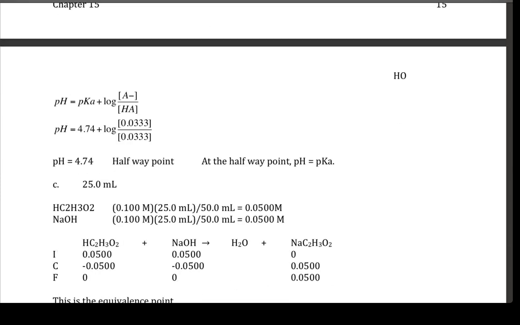This is called the halfway point, the point at which we're halfway to the end point. In a weak acid strong base titration, the pH at that point equals pKa.